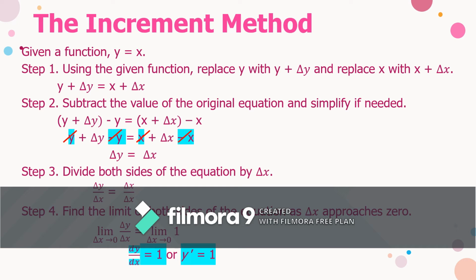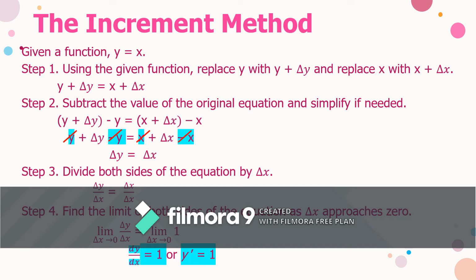So second step, subtract the value of the original equation and simplify if needed. We will now subtract the given. So y plus delta y minus y, and then on the right side we write x plus delta x minus x. So if we simplify now, we will remove x minus x since the value becomes 0. So what is left now on the left side is delta y and on the right side is delta x.